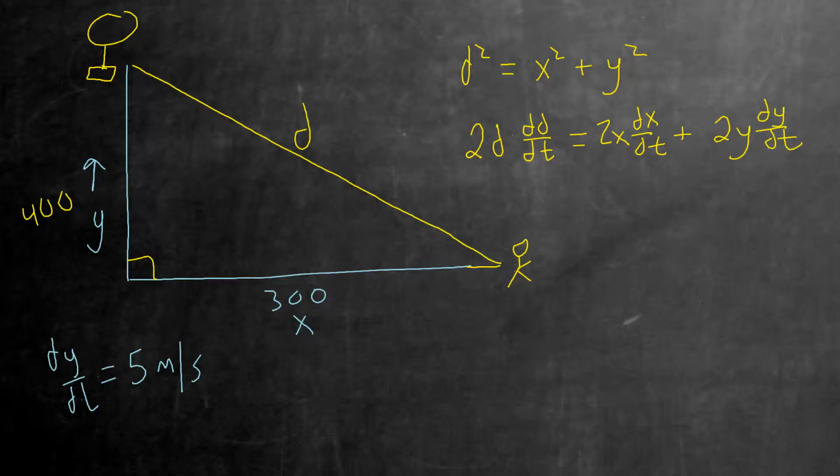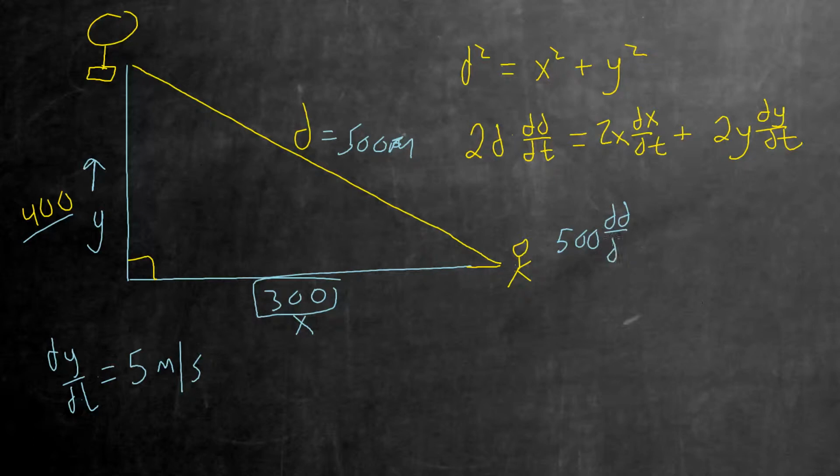All right, so if we clean this up and simplify and start our substitution, I'm going to divide everything by 2, so those are just going to go away. And now I'm going to substitute. My d, if this is 300 and this is 400, my d has got to be 500 meters. So 500 dd/dt equals, remember I made all these ones, right?